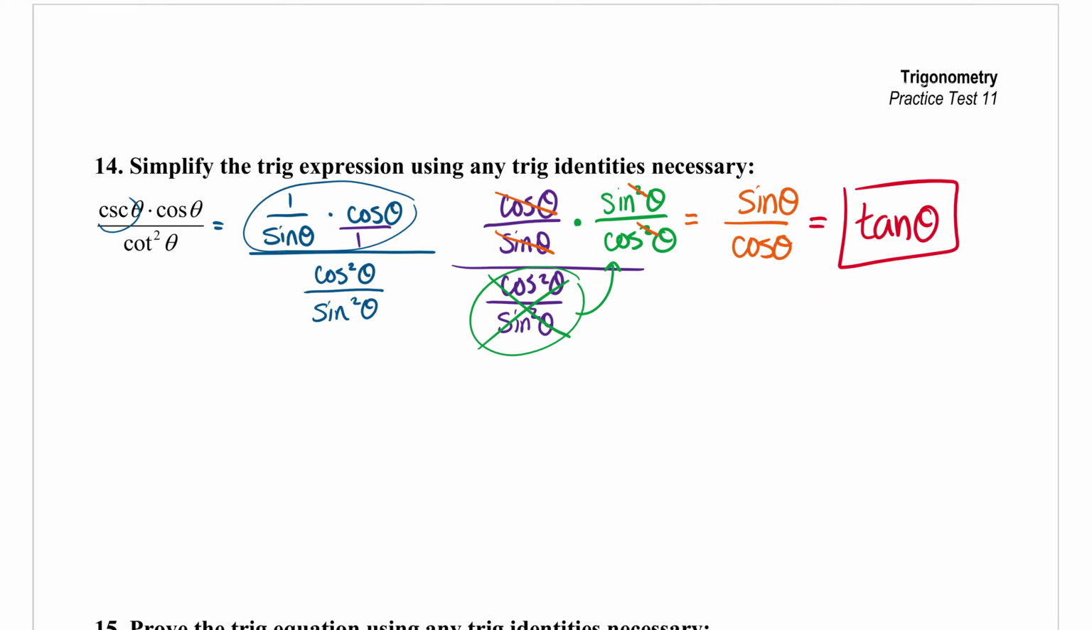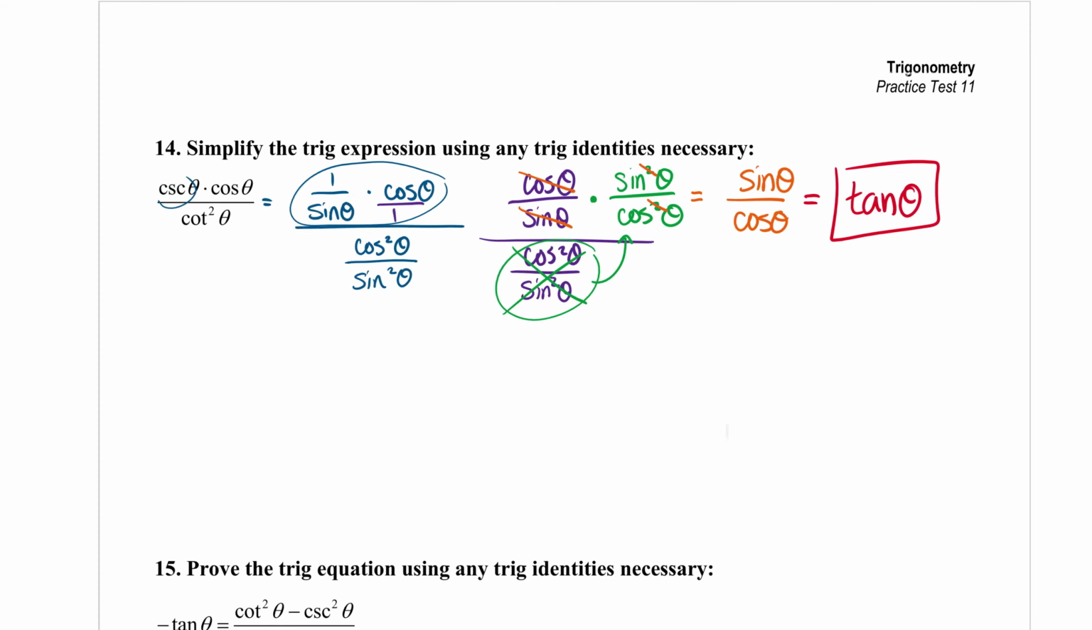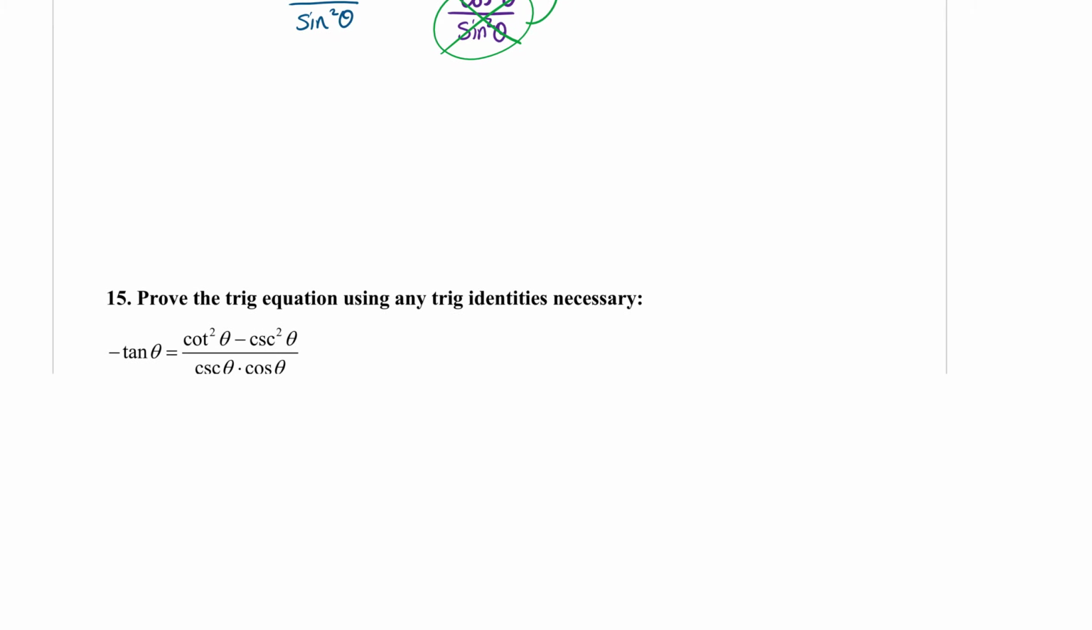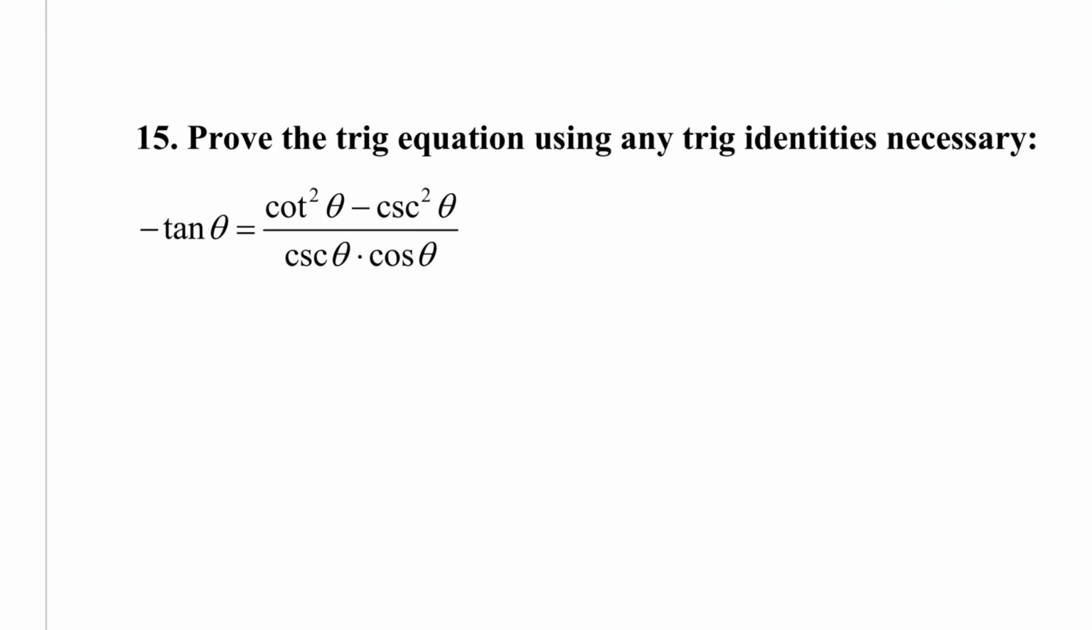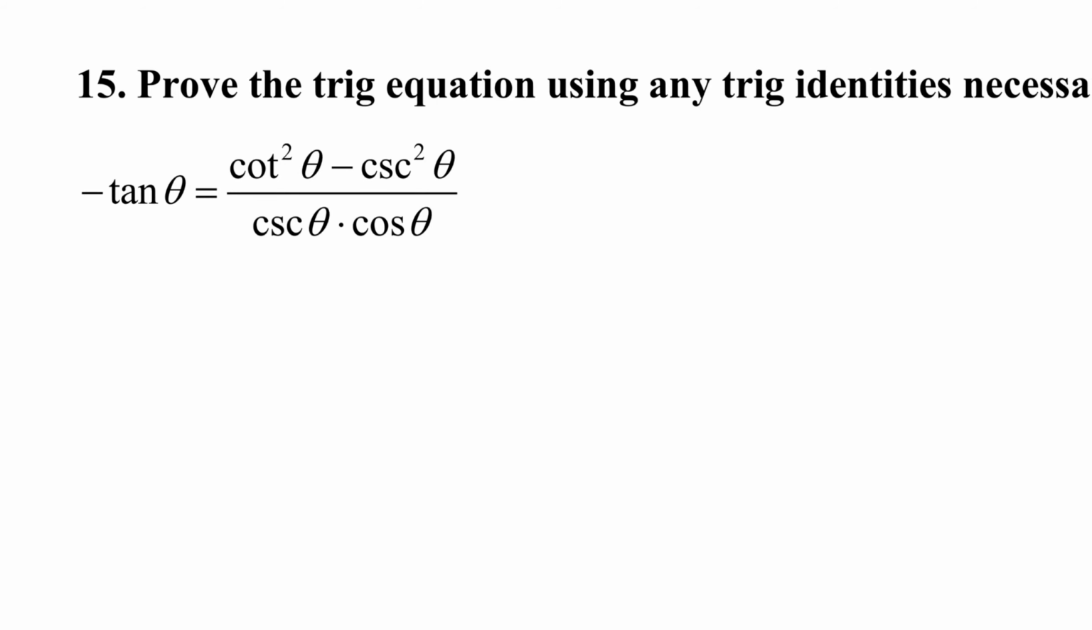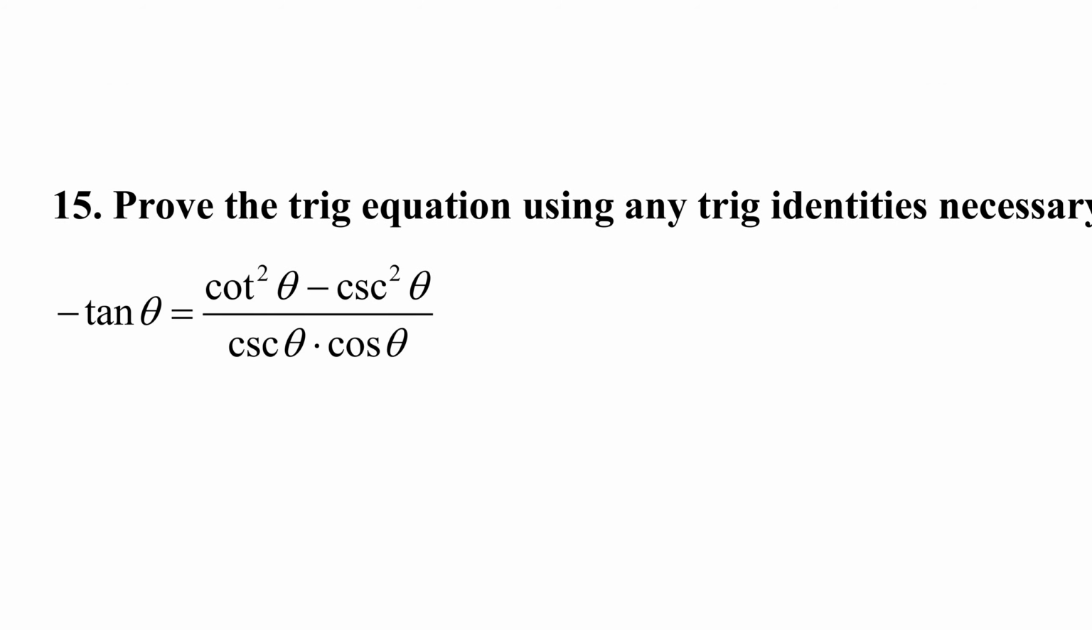So again, if you don't know what else to do, change everything to sine and cosine, because if it's all sine and cosine, it makes it a lot easier to combine, reduce and cancel stuff out. Okay, 15, prove. I gave you the answer, you have to get there. First thing I would look for: I have 2 squares and a minus. That could be a Pythagorean identity. In this case, it is. Cotangent squared plus 1 equals cosecant squared.